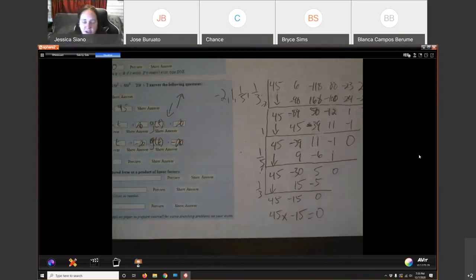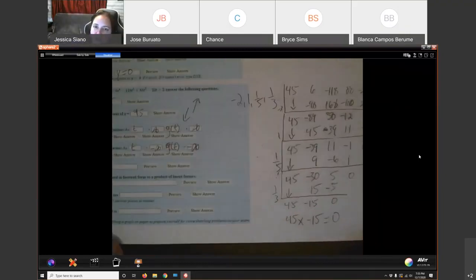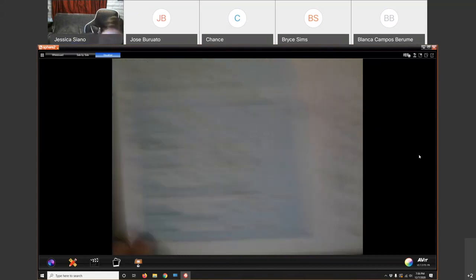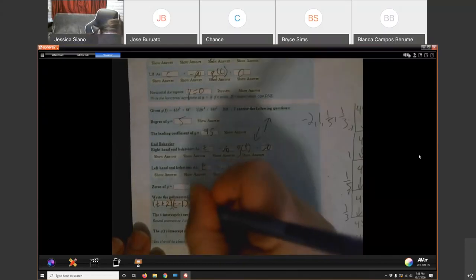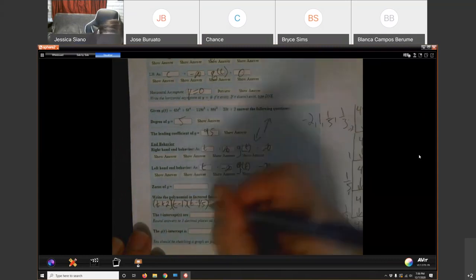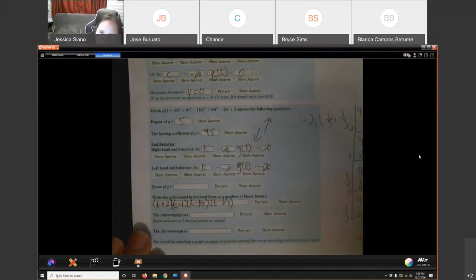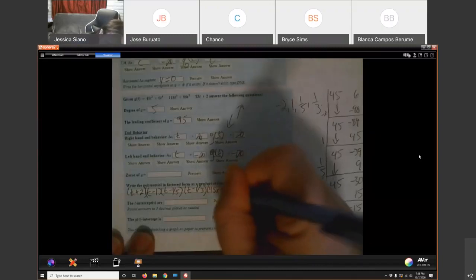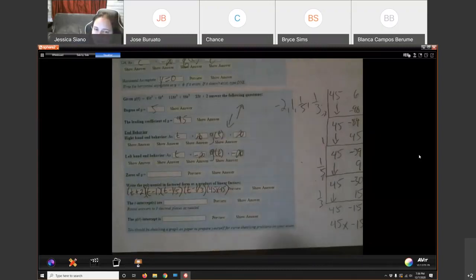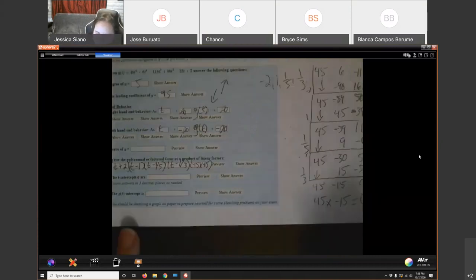So then my linear factors, if I wanted to write this as a product of linear factors, I could say, no, not x, t. T plus 2, t minus 1, t minus 1/5, t minus 1/3, and then this. Or I could have put another t minus 1/3 because if I solve this, I'll get 1/3.